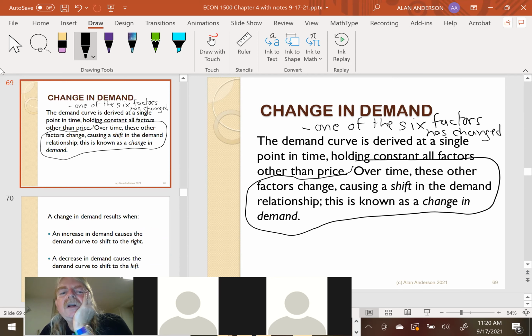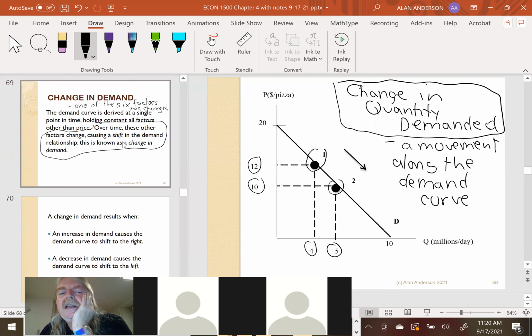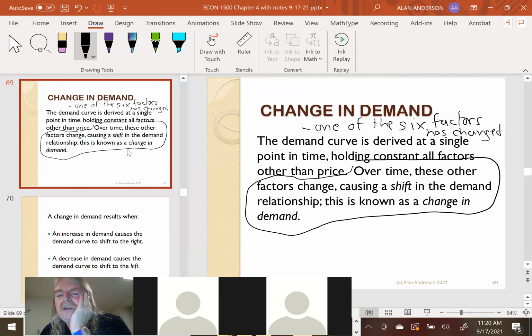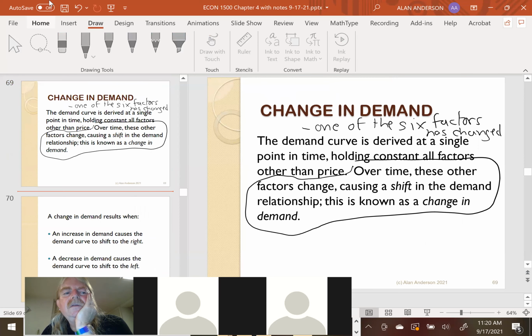So with a change in quantity demanded, the price of the good changes, but nothing else. And so the result is that we move up and down the same curve. But now something different has happened. One of our 6 factors has changed. So the entire relationship is different now. So the curve can shift in 2 different directions. It can go to the left.